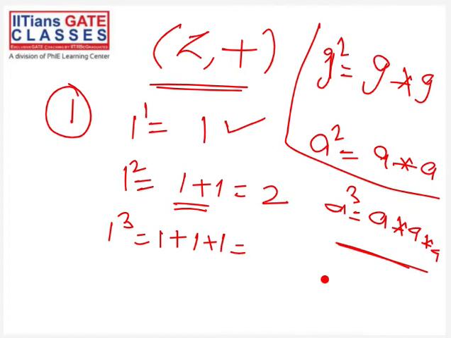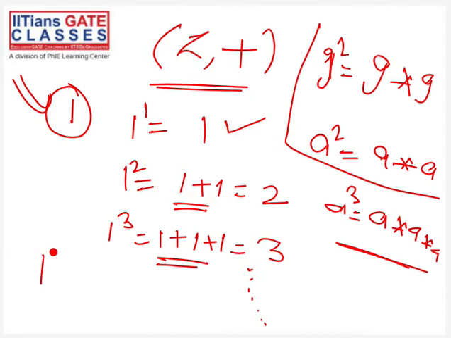Okay, so this is how we define power. A cube means A star A star A. Now 1 cube will be 1 plus 1 plus 1, so you have generated 3. Similarly you can generate all the positive integers. You can generate 4, 5, 6. Just by using this one, you can generate 1, 2, 3, all these. Can you generate 0?